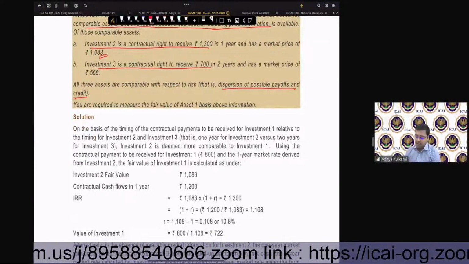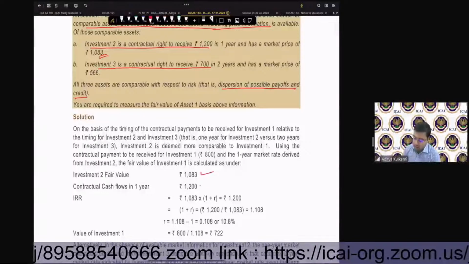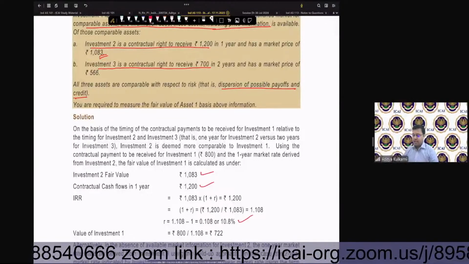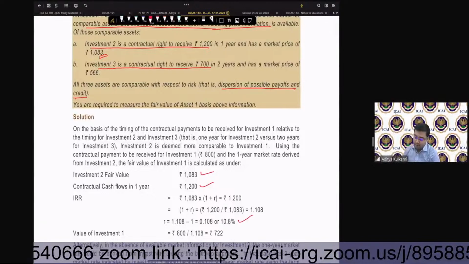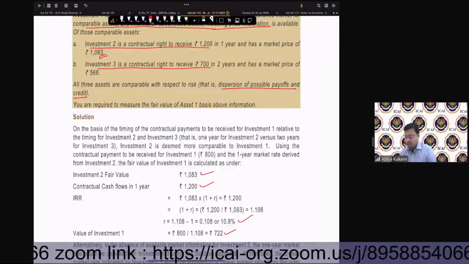So investment two fair value equals 1083, contractual cash flow 1200. So IRR is equal to, you get the IRR of 10.8%, and therefore the value of your investment.